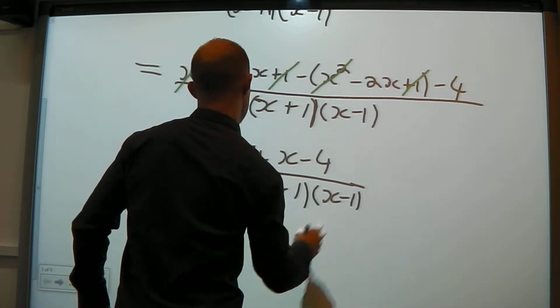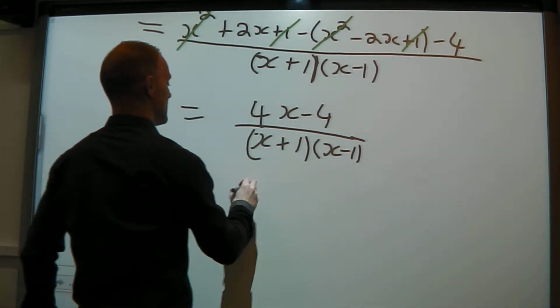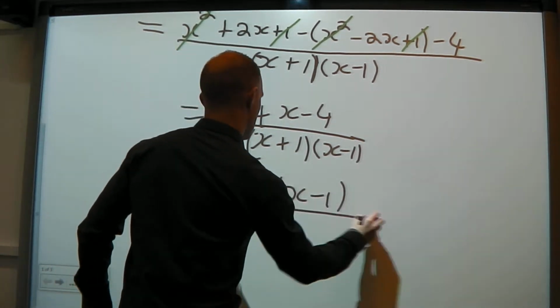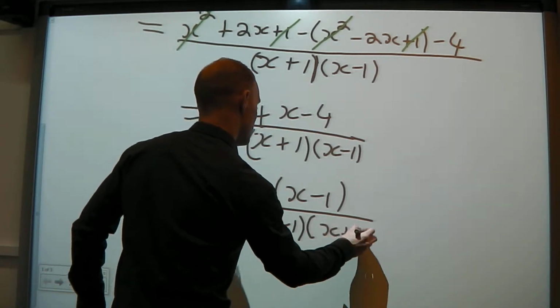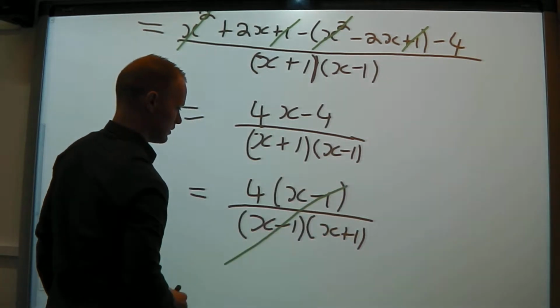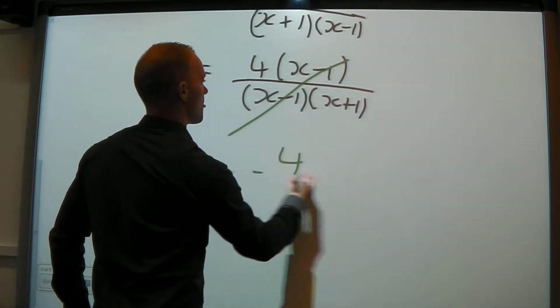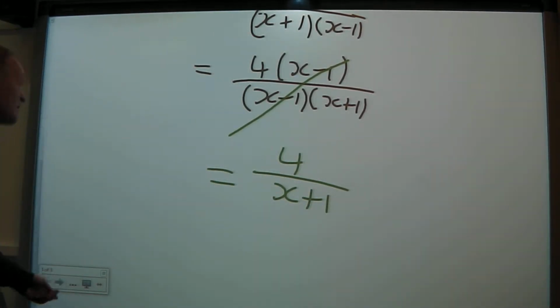Now remember, you can factorize the top because 4 is common in 4x and negative 4. So just take out the 4, that's equal to 4 times (x minus 1), all over (x minus 1)(x plus 1). Now any number divided by itself is equal to 1, so that's just equal to 1. So your answer is 4 all over x plus 1. This is the solution to part A. Now on to part B.